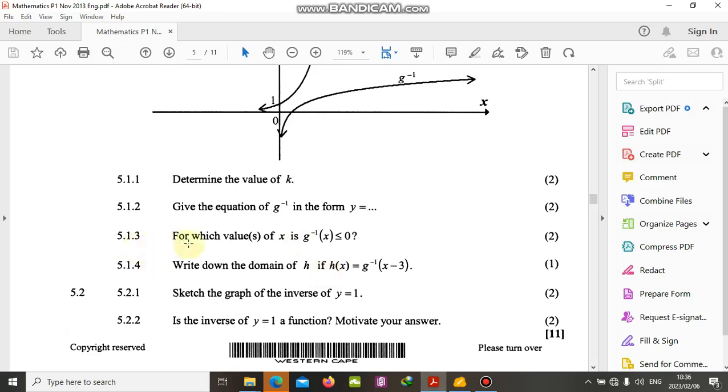Alright. For 5.1.3, guys, they say for which values of x is the inverse, is the y value of the inverse less or equals to 0. So they're saying for this graph here, for which x values will the y value be negative? The negative y's are on this side, right? You go to the horizontal line, you know the negative y's are on that side. So they want us to know for which x values.